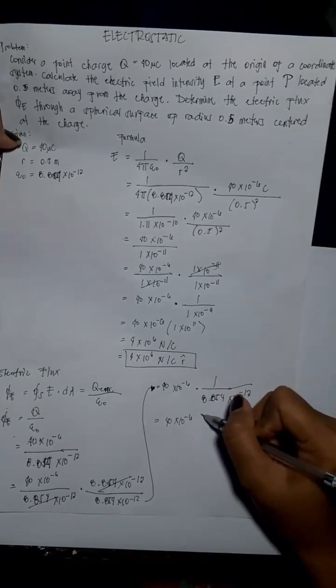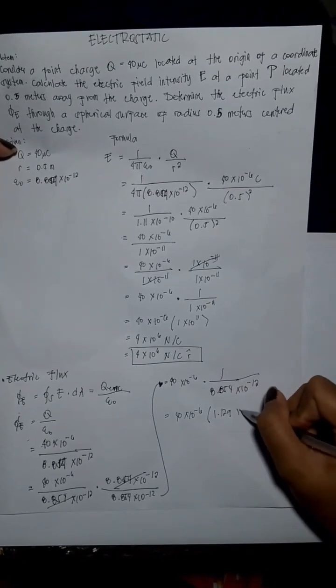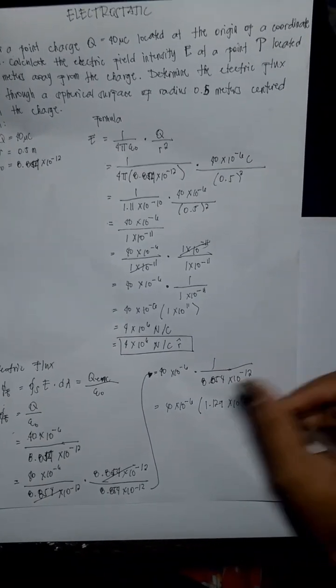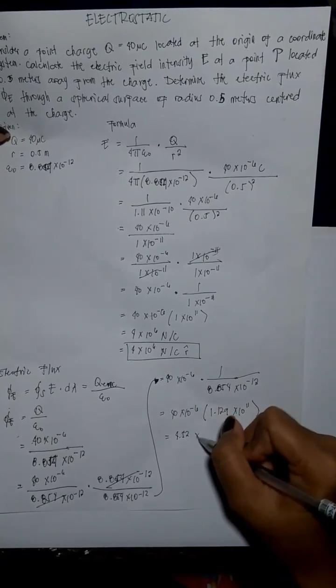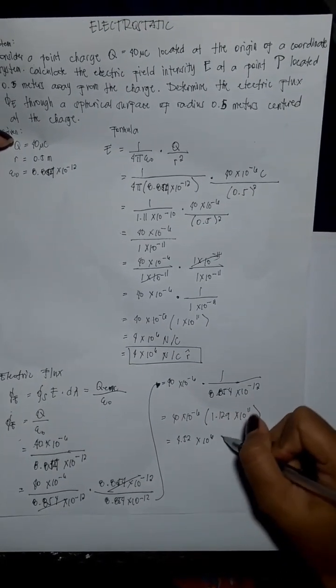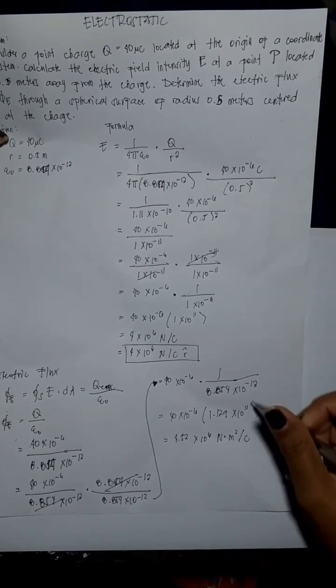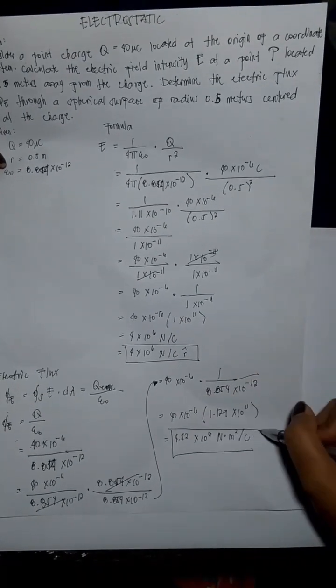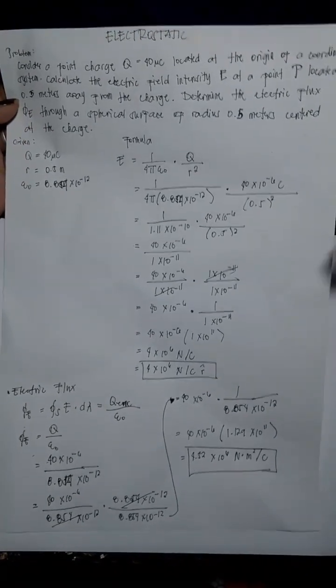We have 1.129 times 10 to the 11. That is equal to 4.52 times 10 to the 6 newton meter squared per coulomb. So, this is our answer for the electric flux. And that is all. Thank you for watching.